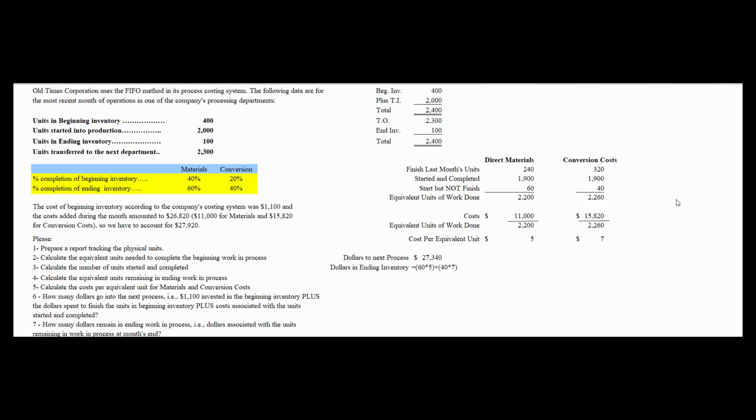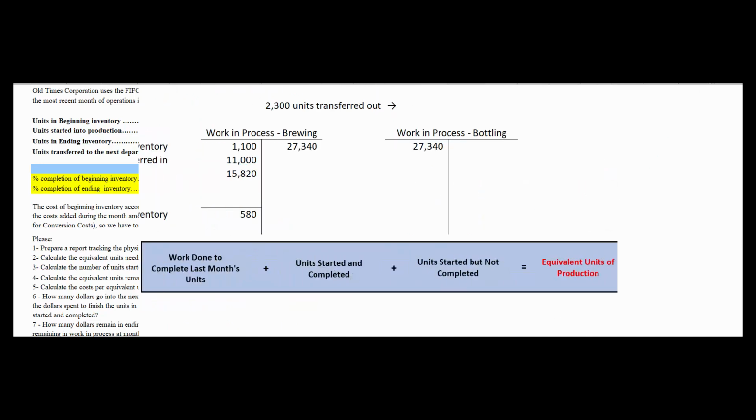So what goes on to the next process is $27,340. And what dollars stay? Well, we have 60 units worth of work as far as materials go in ending inventory. 60 units times that $5 a unit. Plus we have 40 equivalent units as far as conversion costs go. 40 times 7 means what stays is $580. So we can account for all $27,920 that we were in charge of.